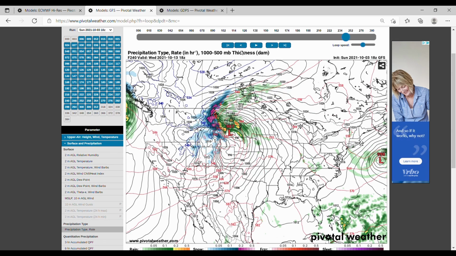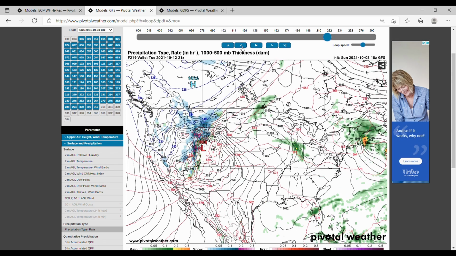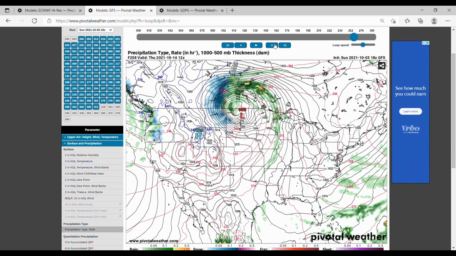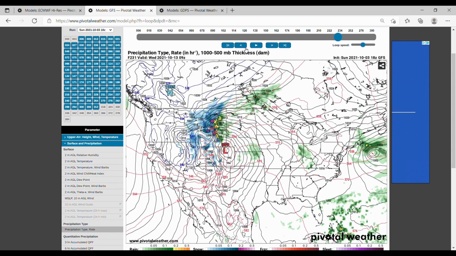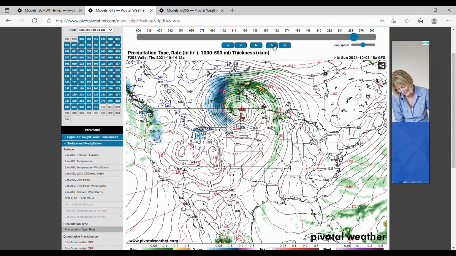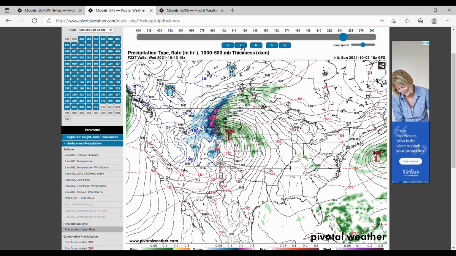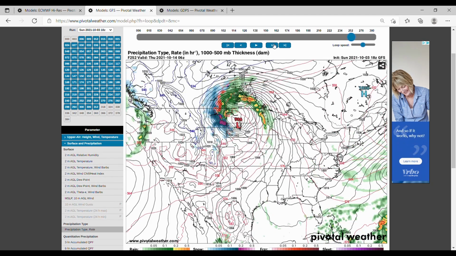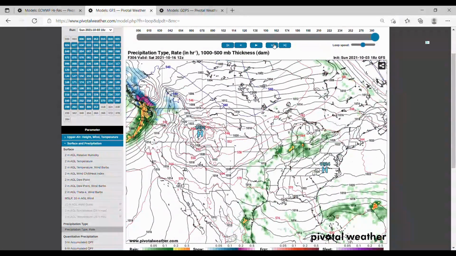This is probably very close to, actually I'm not going to say close to bombogenesis. It's just a rapid intensification of the storm as it's climbing through the Rockies, and therefore we see plenty of snow from this storm system.